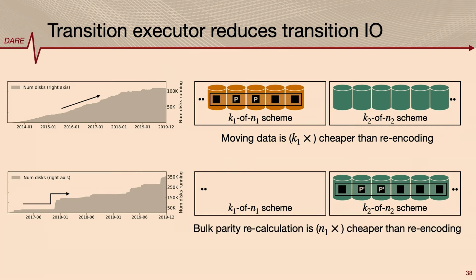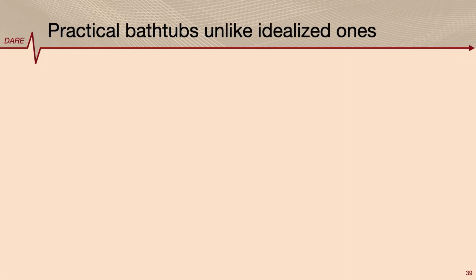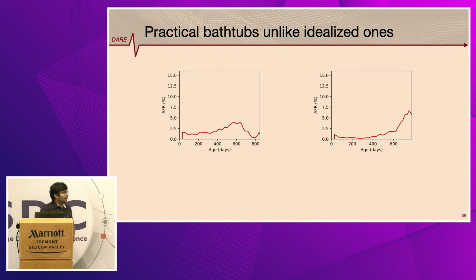So bulk parity recalculation saves n1 times the cost of read, re-encode, write. In this way, transition executor allows us to reduce the transitioning cost itself. Now, as I said before, I showed you the toy bathtub curve and spoke about how the AFR curve doesn't really increase suddenly at wear out. And these are some of the bathtub curves that we observed in practice, which is consistent with our observation.